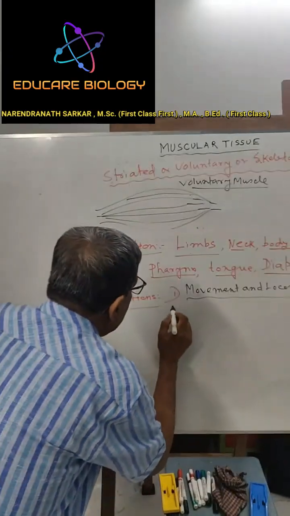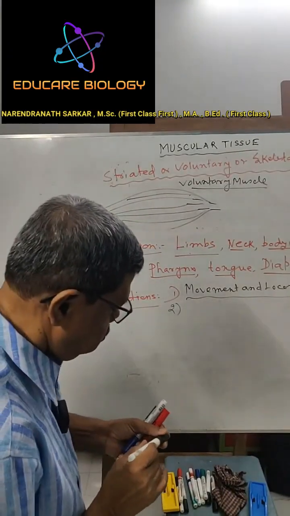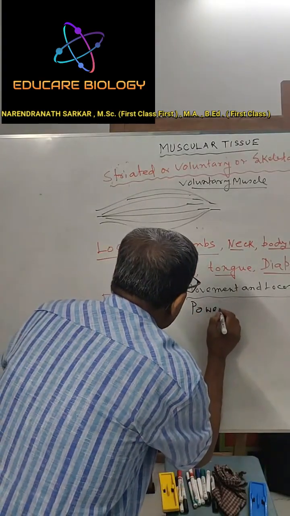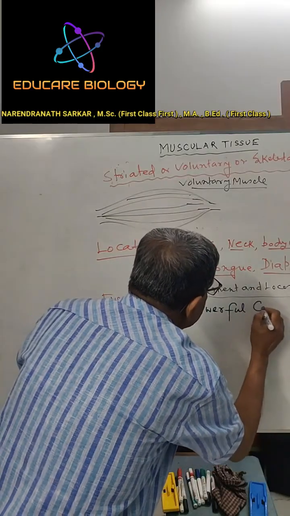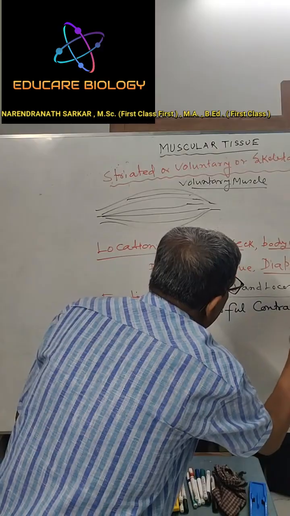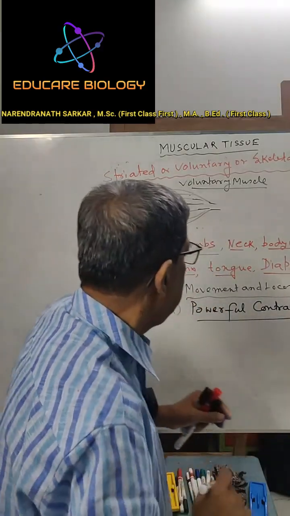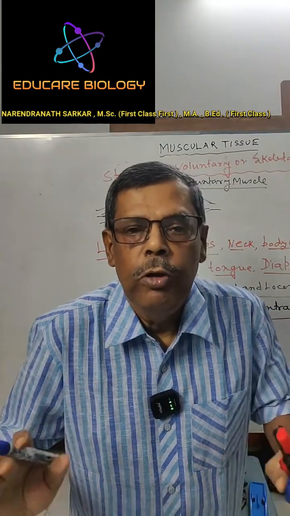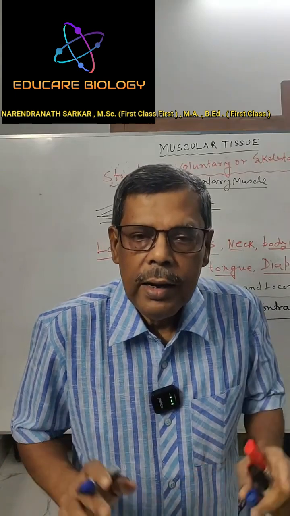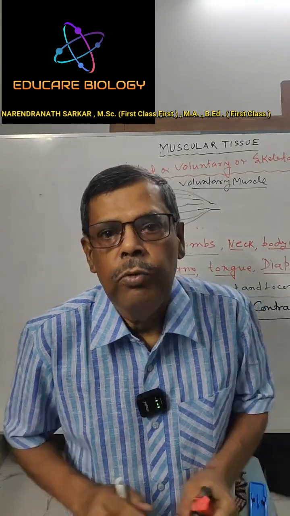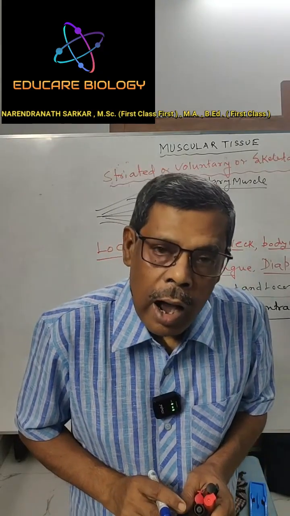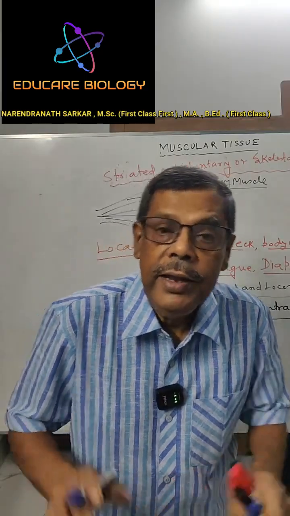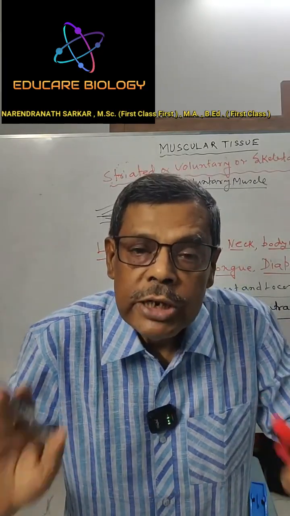Number 2, powerful contraction. It can contract rapidly and powerfully. However, it gets fatigued. It gets fatigued due to the accumulation of lactic acid.